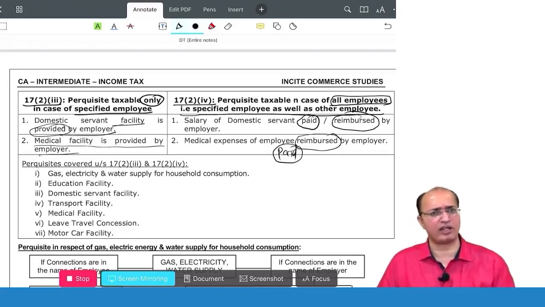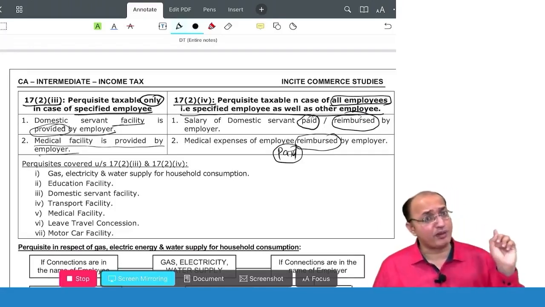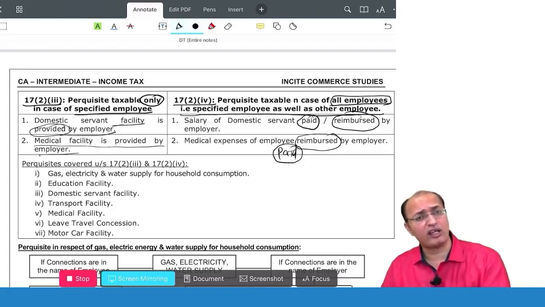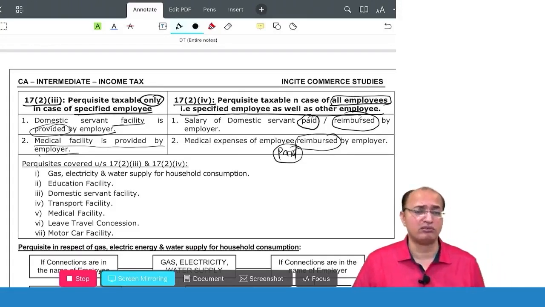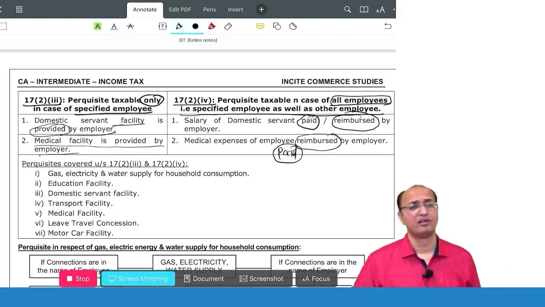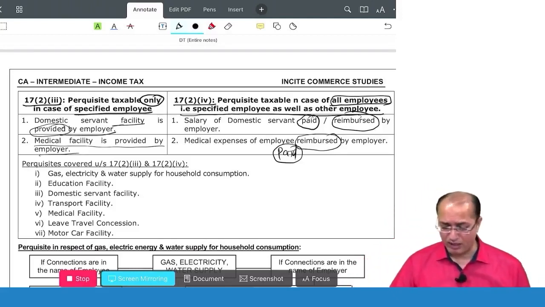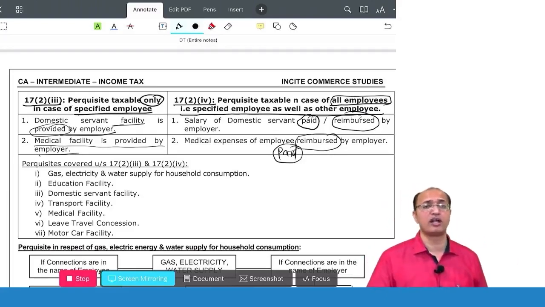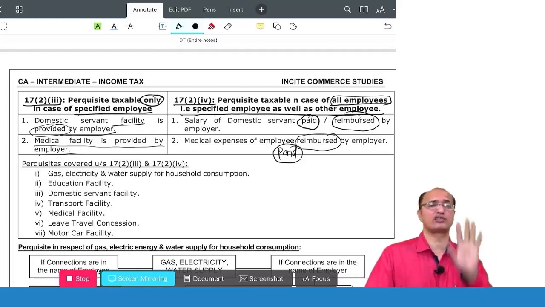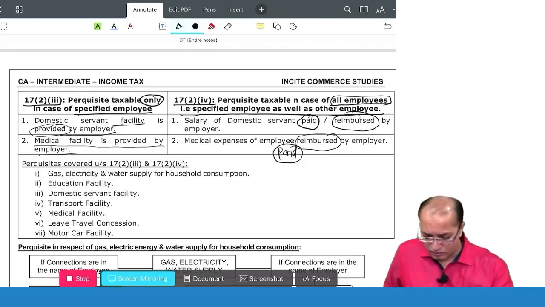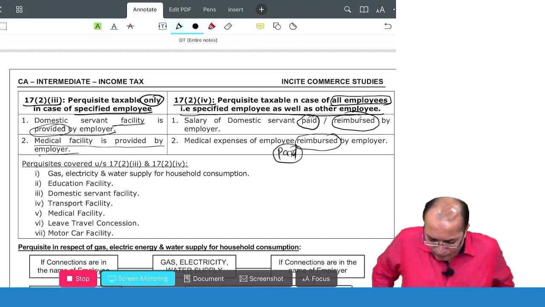It is the employee's obligation to pay. But if it is paid by the employer, or it is paid by the employee and subsequently reimbursed by the employer, then it is covered by which section? Then we say that it is covered by section 17 subsection 2 clause 4. Obligation of the employee met by the employer. This will become taxable in case of specified employee as well as non-specified employee. Is that very clear to you? Yes or no?